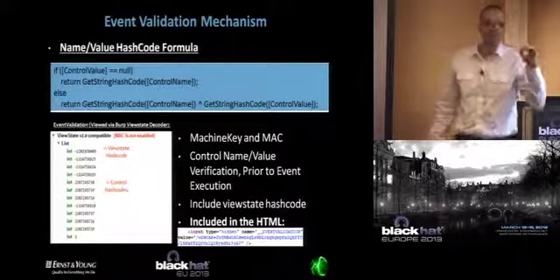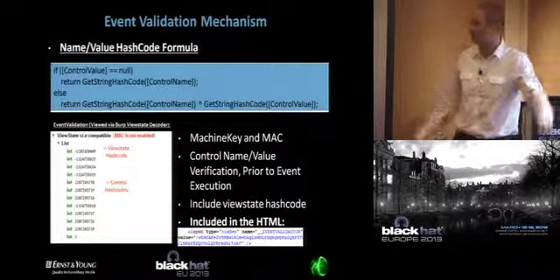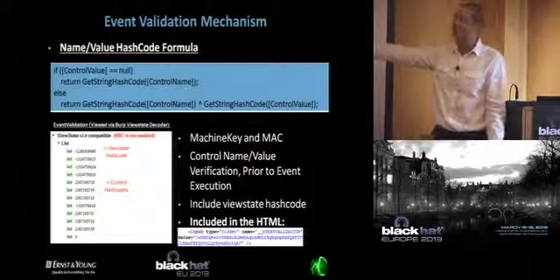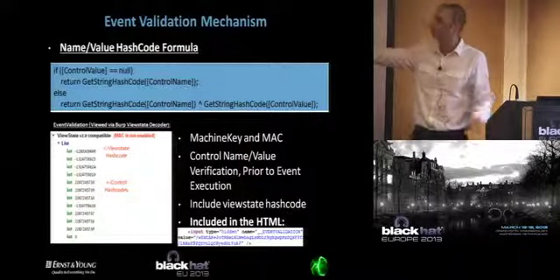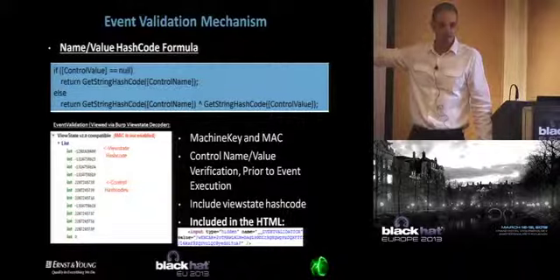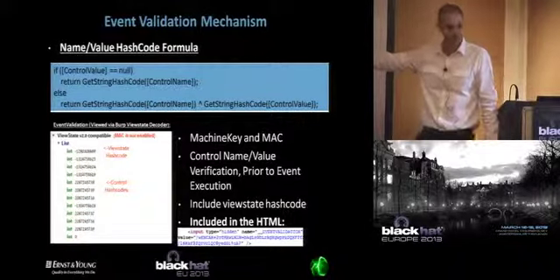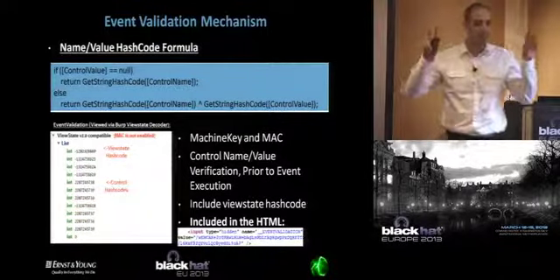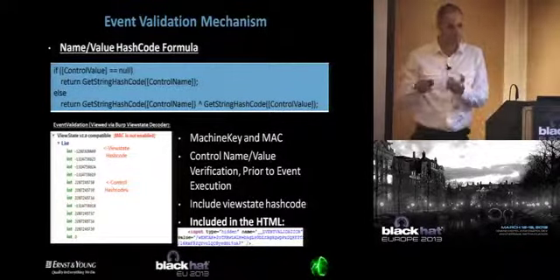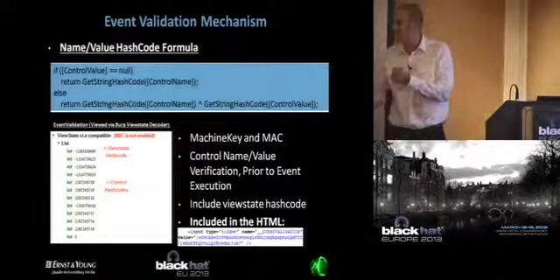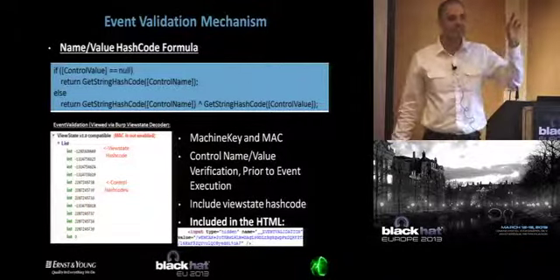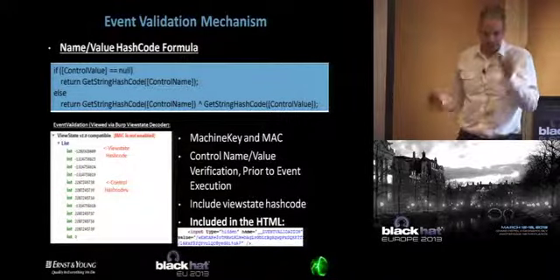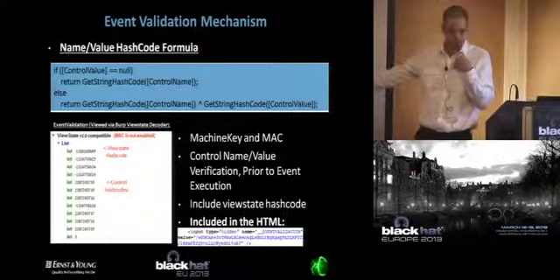So any visible control will have its hash code included in the event validation field, in addition to the hash code of the view state itself, okay? Which is the first one here. Now, this field also by default has a MAC on it, so nobody will tamper with it. And that's really the main defense .NET has against the execution of invisible events associated with invisible controls.